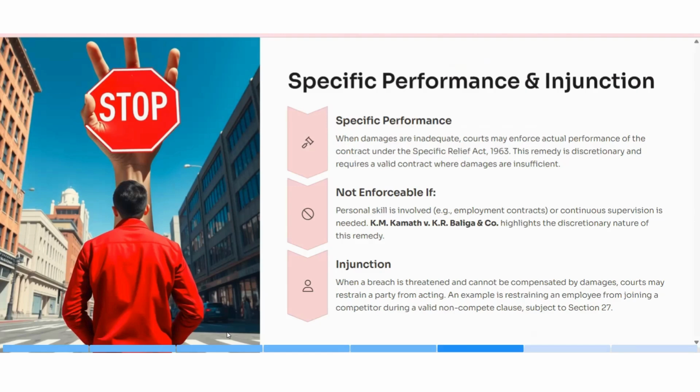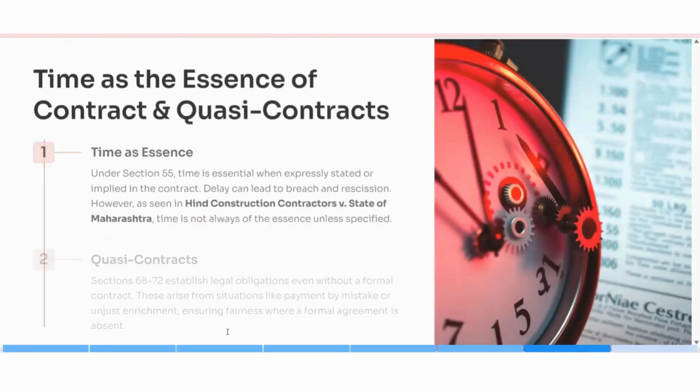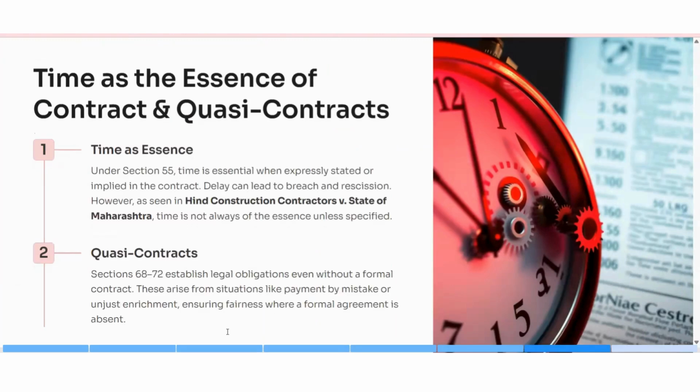Injunction: when breach is threatened and cannot be compensated by damages, the court may restrain a party from acting. An example is restraining an employee from joining a competitor during a valid non-compete clause, subject to Section 27 of the Indian Contract Act. Time as the essence of contract and quasi-contracts.